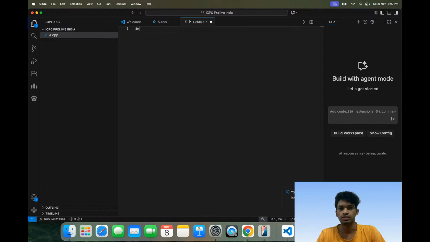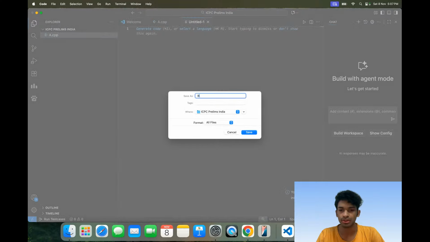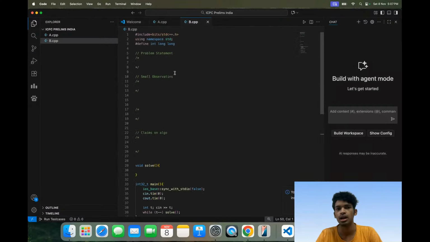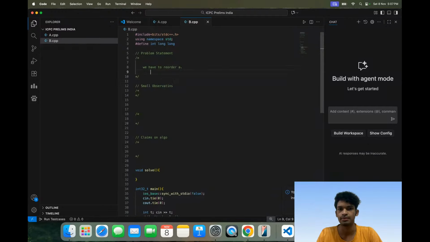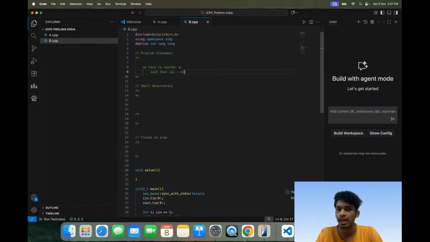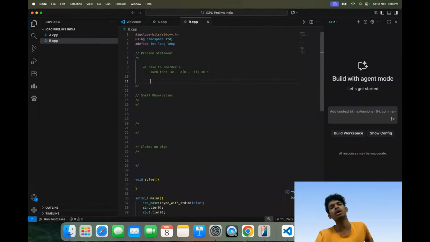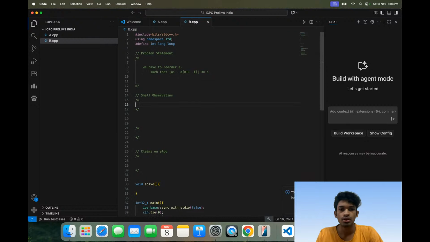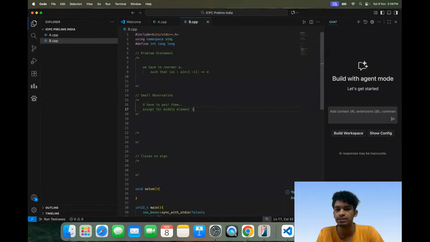So let's try to see this. B.cpp. Let's see how difficult this is. I hope I can explain well. We have some conditions. We have to reorder A such that the modulus of A_i minus A_(n+1-i) is less than or equal to D. You have to pair them, except for the middle element if n is odd.